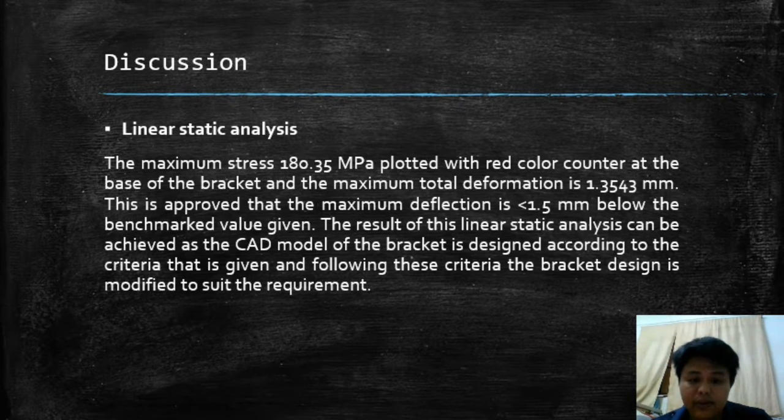This is a proof that the maximum deflection is below 1.5 mm, below the benchmark value given. The result of this linear static analysis can be achieved as the CAD model of the bracket is designed according to the criteria that is given. Following this criteria, the bracket design is modified to suit the requirement.